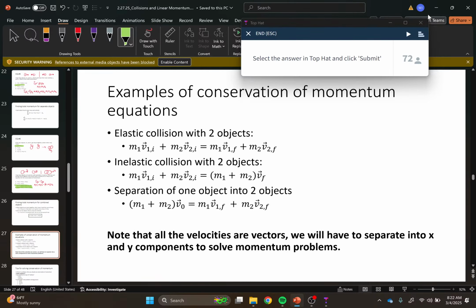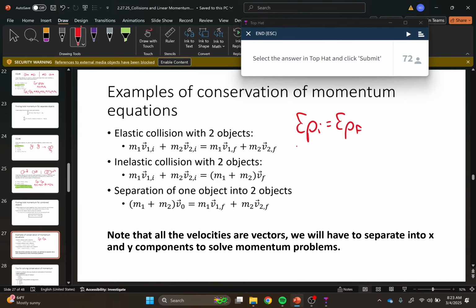If you have two objects that bounce off each other, elastic means they bounce off each other, we have M1V1 initial plus M2V2 initial equals M1V1 final plus M2V2 final. All of these are momentum. This slide, if it didn't exist, you shouldn't be negatively affected. You are going to build the momentum equations for every single problem. These are just examples to give you a sense of what they might look like. But if I have 3 objects, you can't use any of these. If I have 4 objects, you can't use any of these.